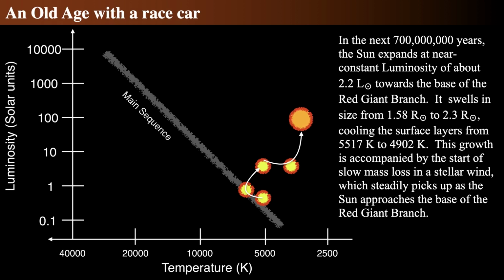Next, over the next 700 million years, or almost about half a billion years, the sun will expand at roughly the same luminosity. It'll stay about two solar luminosities, then it'll swell in size, and then all of a sudden it'll start to grow really fast. And it'll become an extraordinarily fast-growing red giant star. And as it does so, it'll puff up in size.